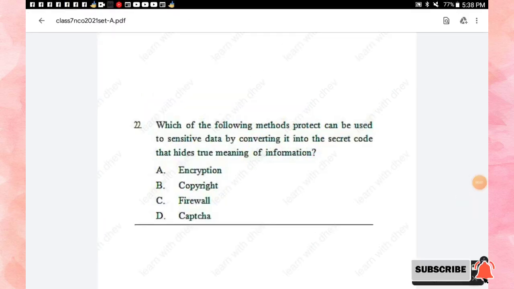Question number 22. Which of the following methods can be used to protect sensitive data by converting it into a secret code that hides the true meaning of information? Options are encryption, copyright, firewall, captcha. The right answer is option A, encryption.